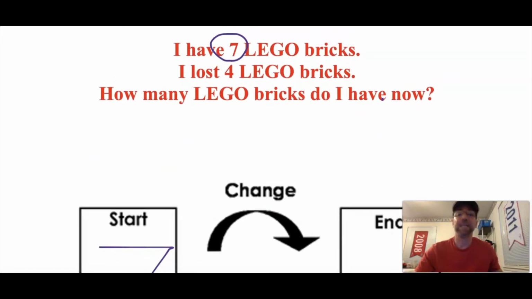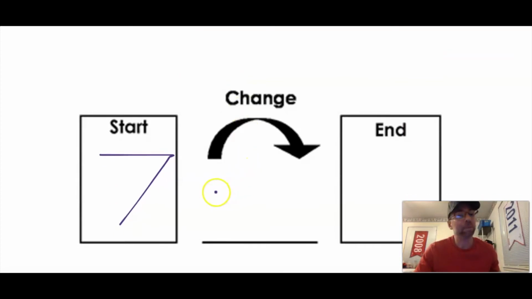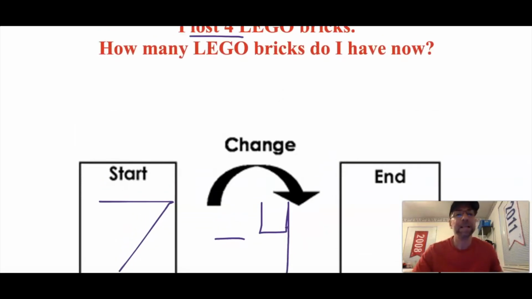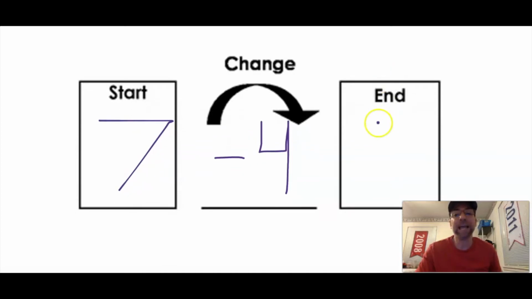Now we have to see the change that's happening. I lost 4 Lego bricks. That's changed to less. We're losing something. We're getting a smaller amount. So that's going to be 4 less, or I can write minus 4. Take away. Count back 4. 4 less. How many Lego bricks do I have now? We don't know yet. So I'm going to put a question mark.